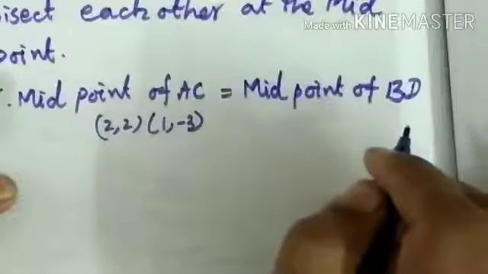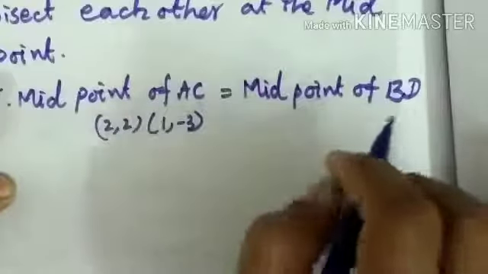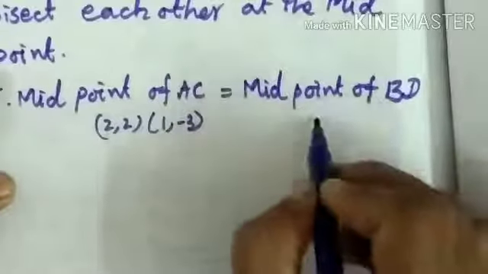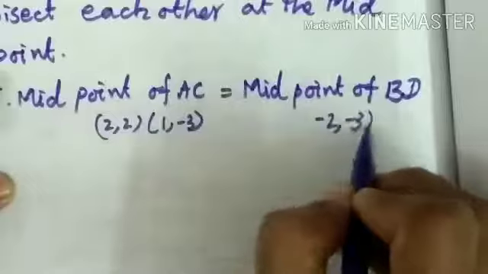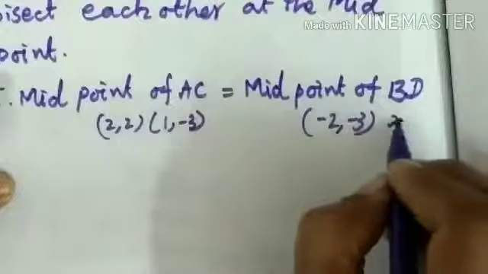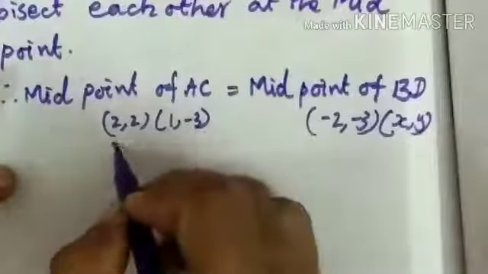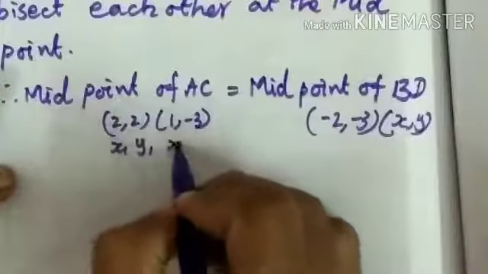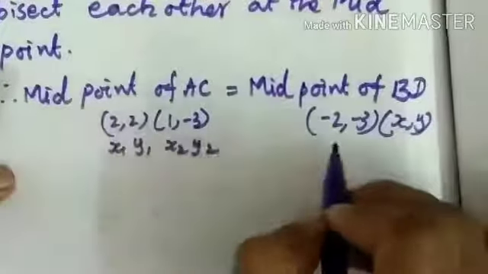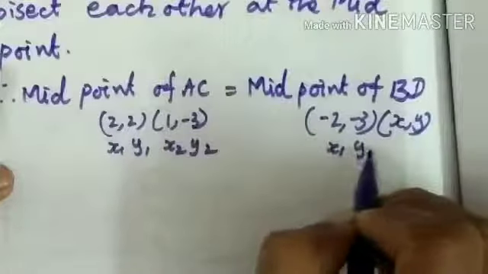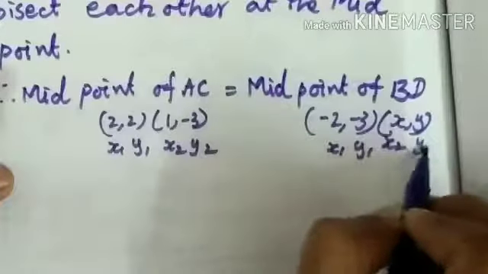Then next you write B point and D point. B point minus 2, minus 3. Then D point x, y. Let us assume this point x1, y1, x2, y2. This also x1, y1, x2, y2.